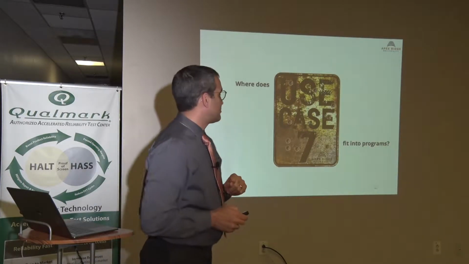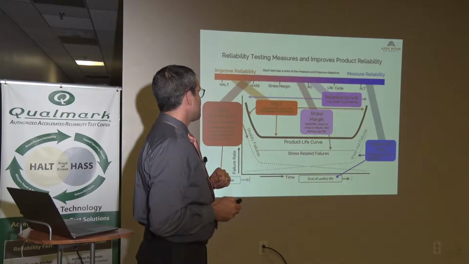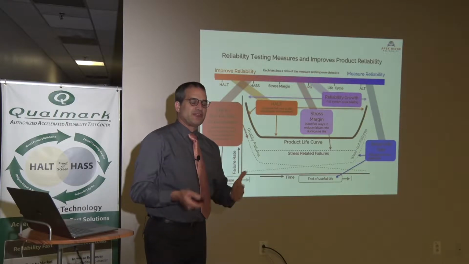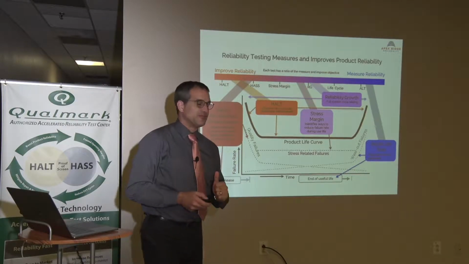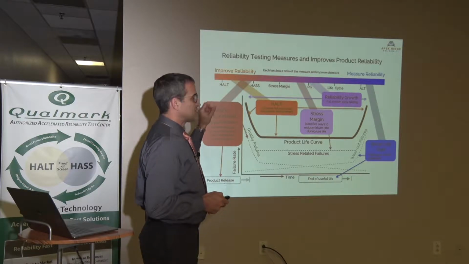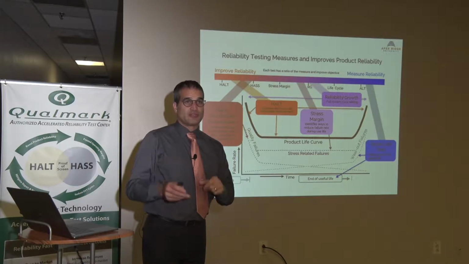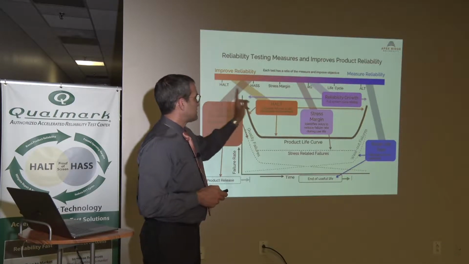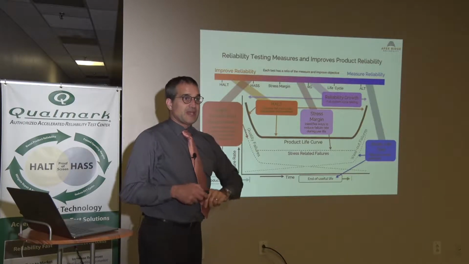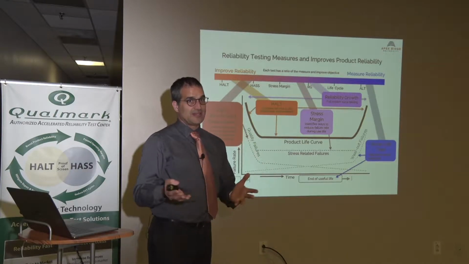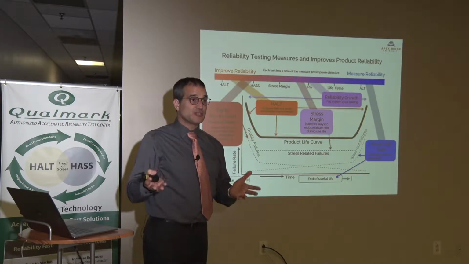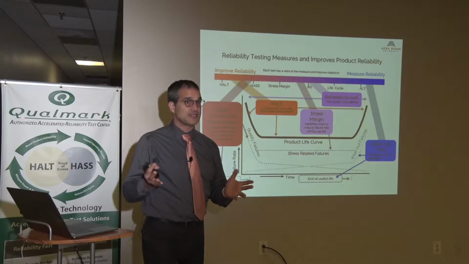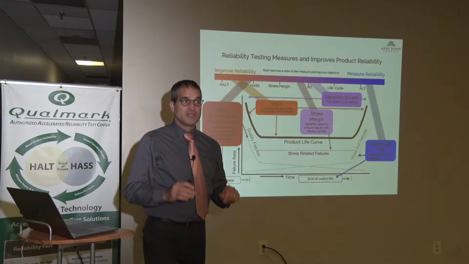So where does it fit into a program? Reliability tests, I made this a while back because I kept finding myself describing it this way verbally. The objectives of reliability tests are to measure and improve reliability. So I created this line, one end is improve, one end is measure, and dropped some of the common tests on there. And so HALT testing, as you recall from the previous presentation, is very much about improving. Measuring, it doesn't do a lot for measuring. It's very hard to measure reliability from HALT testing, but it is amazing at improving.